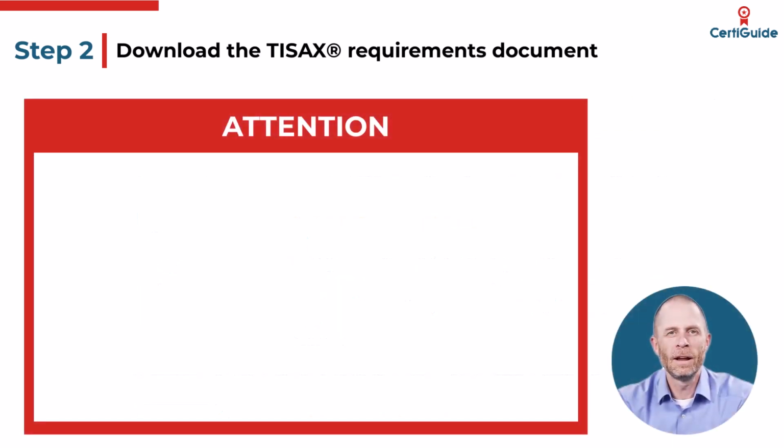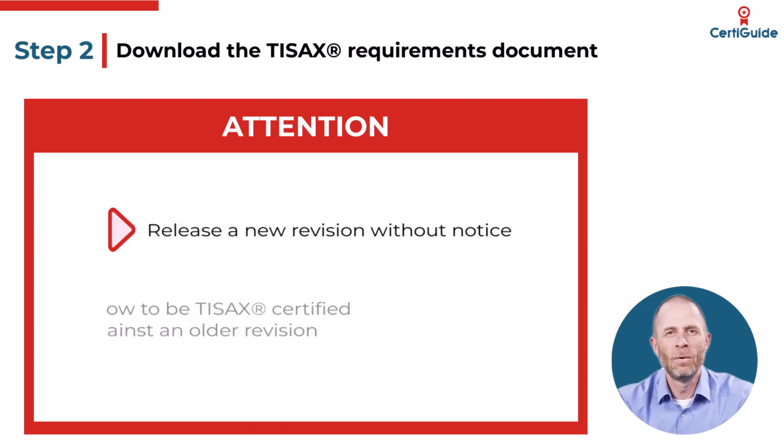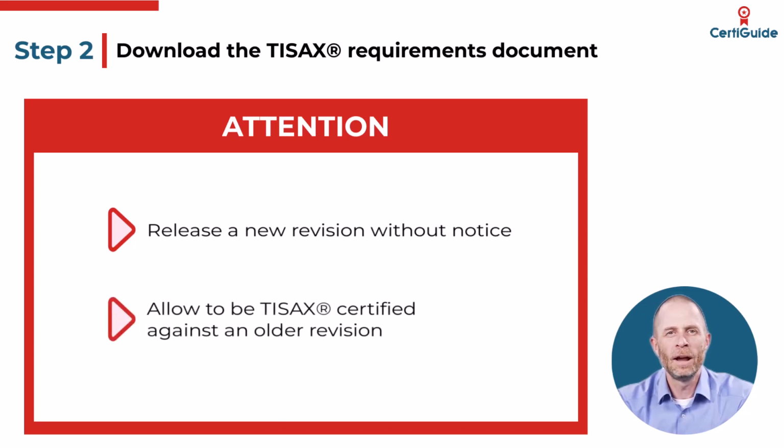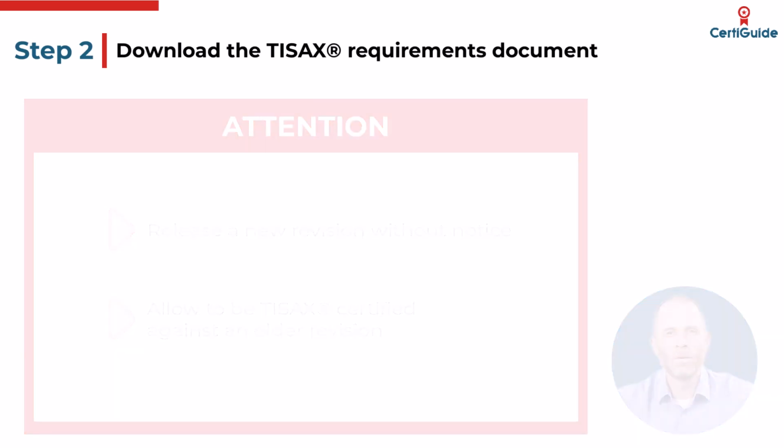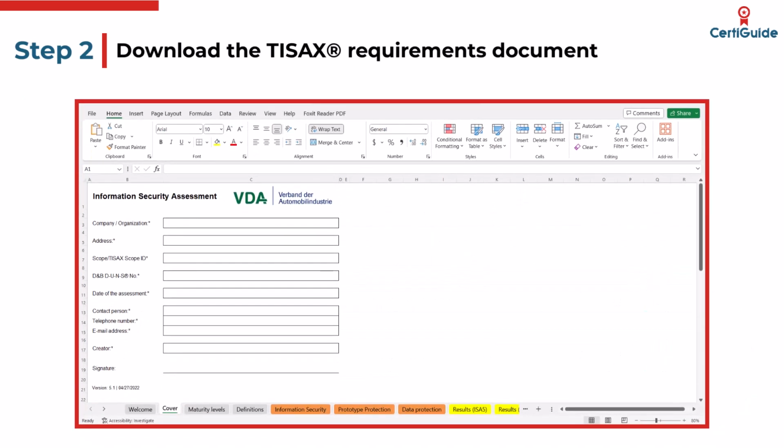Please note, the ENX Association may choose to release a new revision of the TISAX requirements without notice at any time. There is no newsletter informing about upcoming releases or whatsoever. However, usually the ENX Association will allow you to be TISAX certified against an older revision of the requirements Excel file. Now please open the downloaded Excel file. We will go through it together and take a quick look around so that you will feel comfortable later.